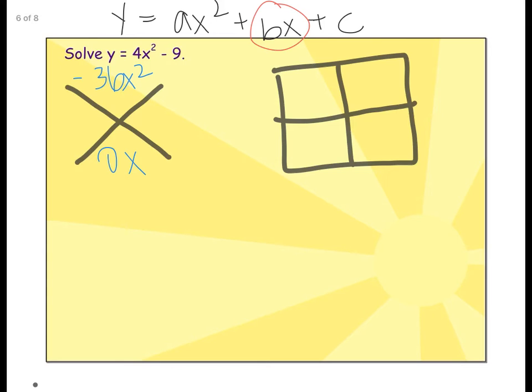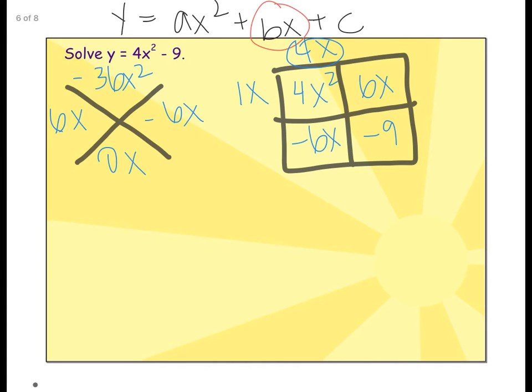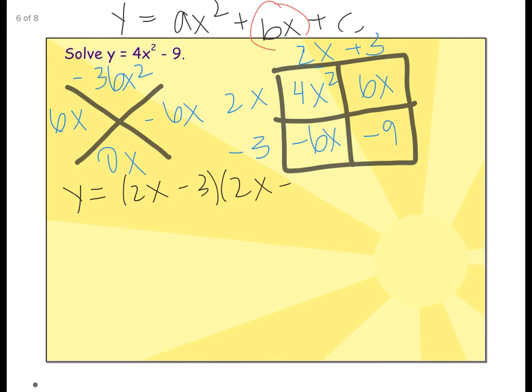So it's going to multiply to negative 36x squared but add to 0x, 6x, and negative 6x will work. So here I will have 4x squared, negative 9, 6x, and negative 6x there. Now to get 4x squared, I can do 1x and 4x, or 2x and 2x. If I try, let's say I do 1x and 4x, this 4x won't multiply nicely into negative 6x. So I know I need to try something else there. So let's do 2x and 2x. 2x times a negative 3 gives me negative 6x, and 2x times a positive 3 gives me positive 6x. So now my equation is y equals 2x minus 3 and 2x plus 3.